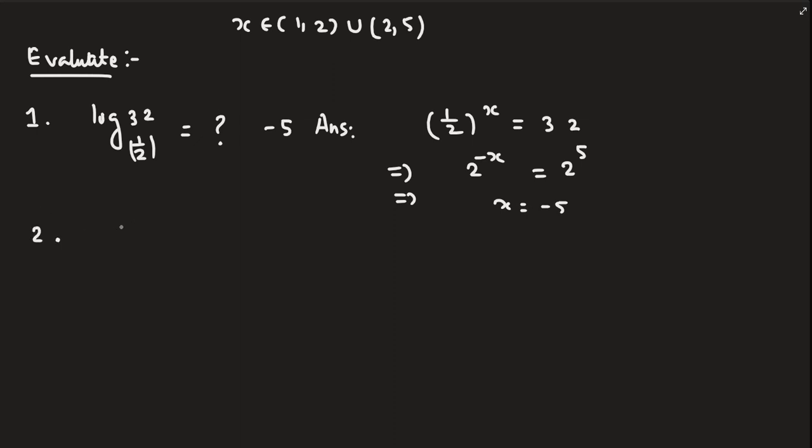Second question: log 64 with base 4. What is its value? You know, what will be the power of 4 so that you get 64? The power of 4 is 3.